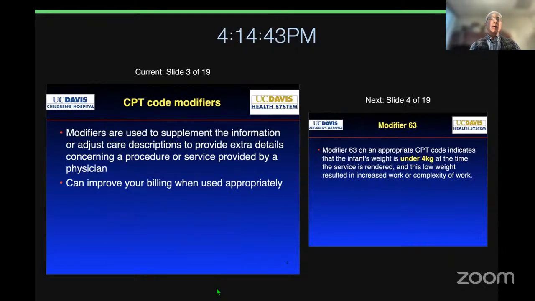We all know that modifiers are really used to supplement information or adjust care descriptions so that you can provide extra details concerning a procedure, provide a physician, and with that, you can actually optimize or improve your billing when you use it appropriately.